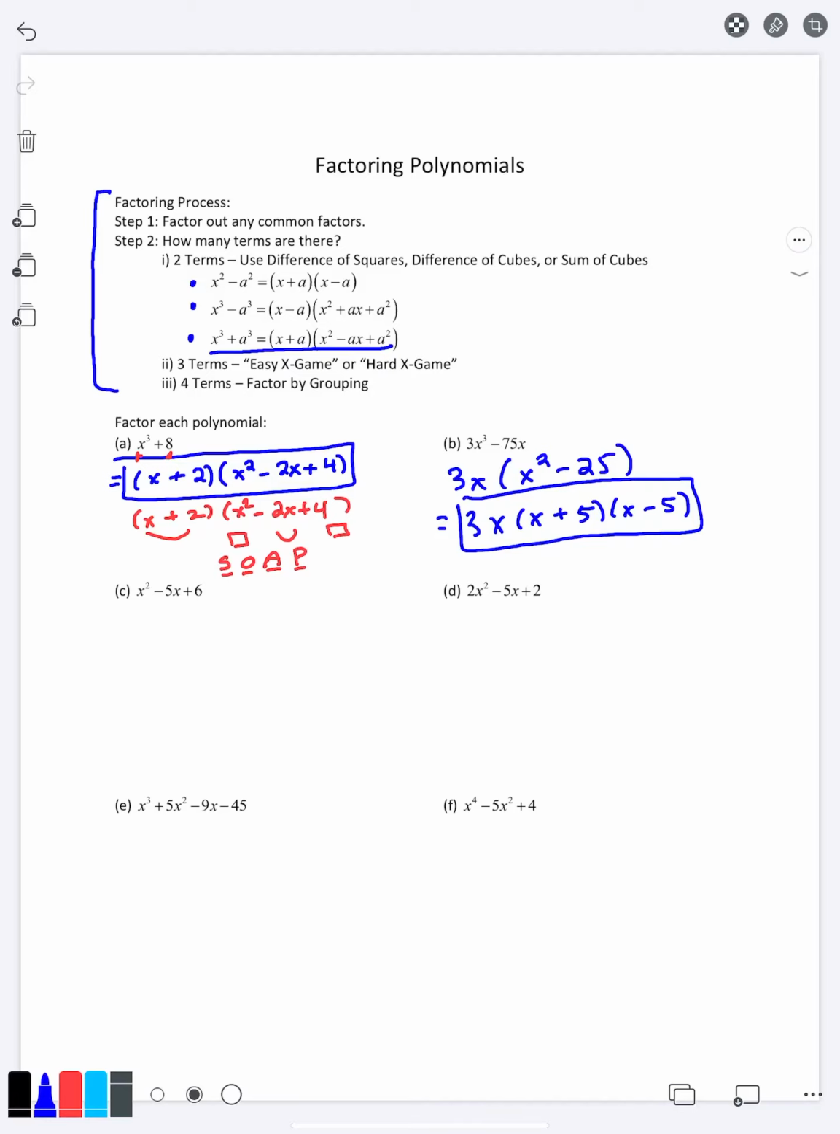Now, for parts C and D here, those are both situations where there's no common factor, so we can skip step 1. And then step 2, we go for 3 terms, so it's either easy x game or hard x game. How I know which one's which is I look at the front number in front of the x squared, and if there's a 1 there, that means it's going to be the easy x game. And if there's anything other than 1 there, that's going to be the hard x game.